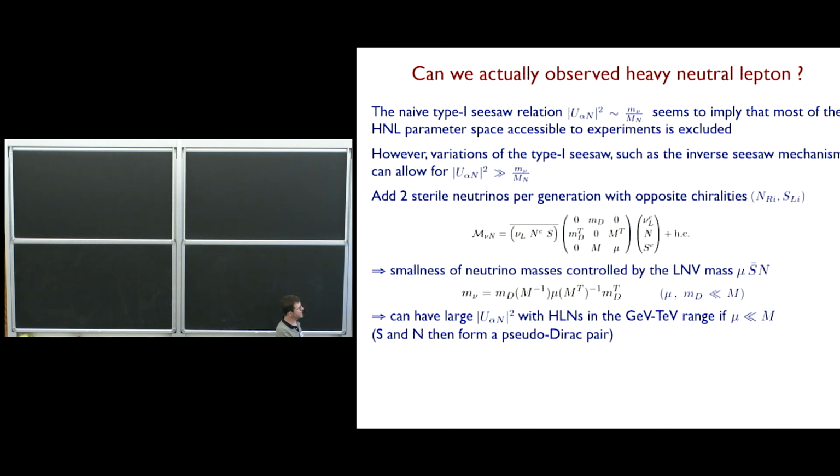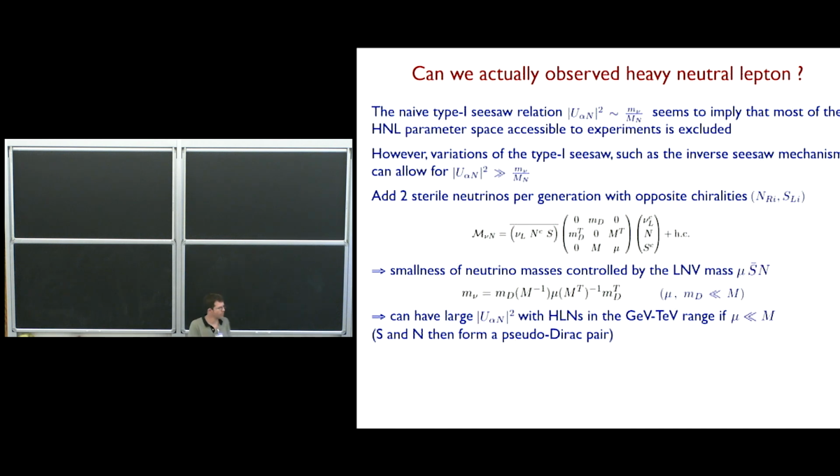So you have basically M_D squared over, well, it's written as a matrix, so it's not one generation, but let's say it's M_D squared over M squared times mu. Remember that M_D over M is the active-sterile mixing angle. So even if it's not that small, we can make the light neutrino masses small by lowering the lepton number violating scale mu. So that's the conclusion. We can have large active-sterile mixing angles with heavy neutral leptons in the GeV-TeV range, provided that mu is much smaller than M.